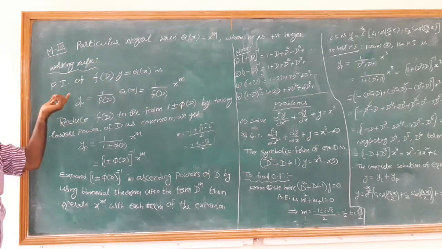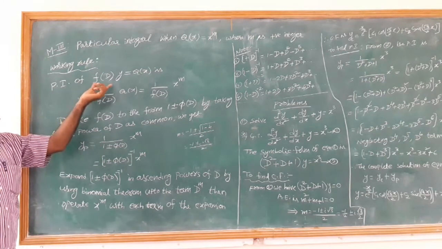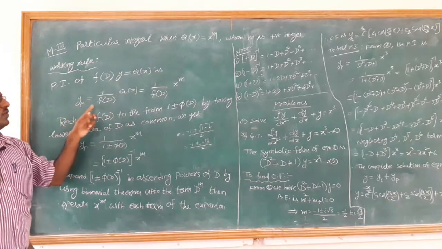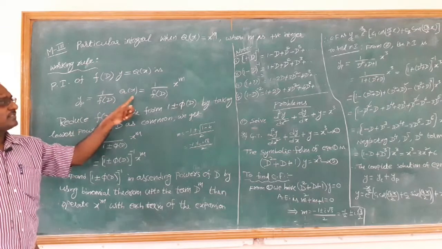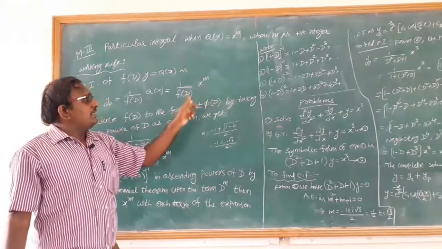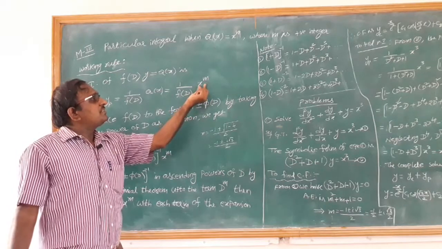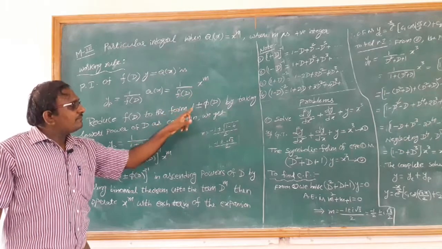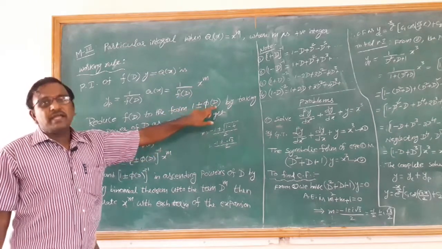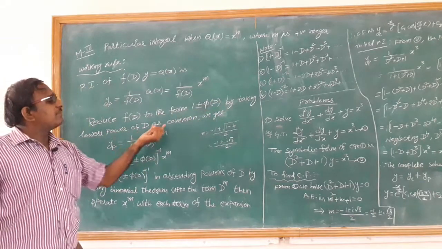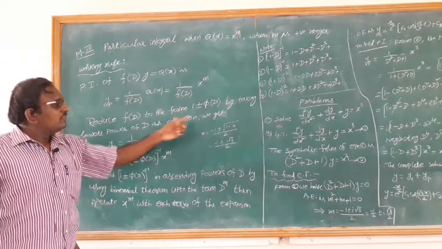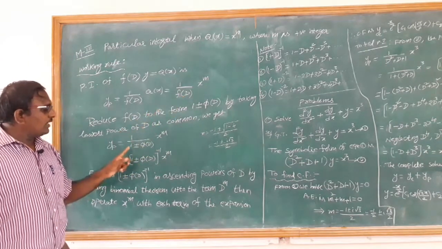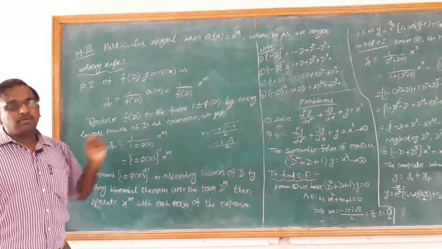See here, as we know, the particular integral of the linear differential equation f of D into y is equal to Q of x is yp is equal to 1 by f of D into Q of x. Here Q of x is x power m. If the function is in the form of x power m, first we have to reduce f of D to the form 1 plus phi of D or 1 minus phi of D by taking the lowest power of D term common from f of D. Then we get yp is equal to 1 by 1 plus or minus phi of D into x power m.